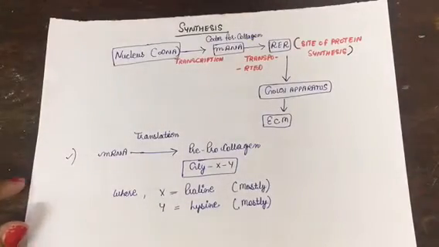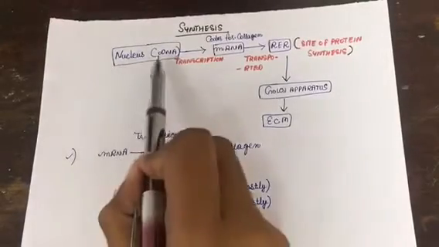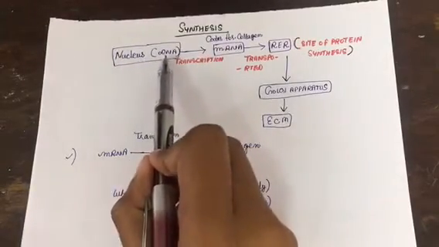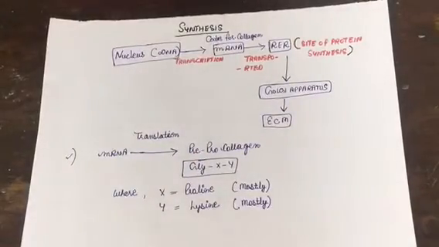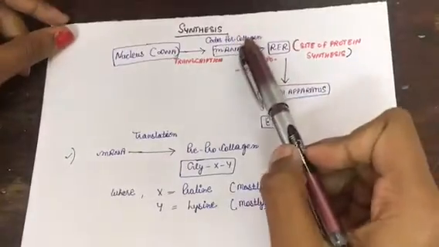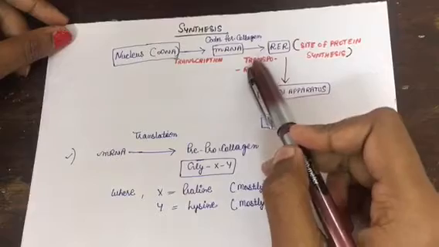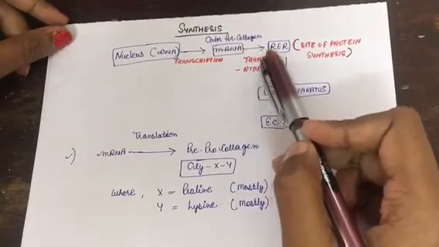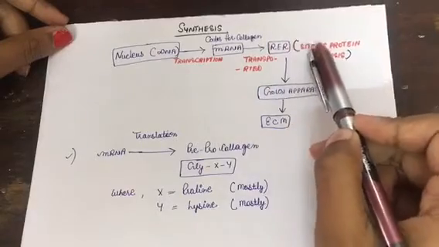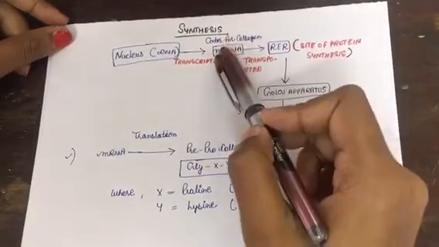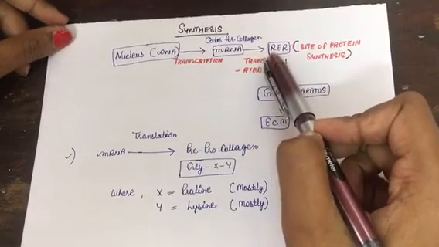Now let's talk about synthesis of collagen. Now we know that the nucleus encodes DNA, and in DNA after transcription messenger RNA will be formed, and messenger RNA will be coding for collagen. After translation it will form the protein, and we know that rough endoplasmic reticulum is the site of protein synthesis, right? So this messenger RNA will go to the ribosome, and the ribosome will translate it.